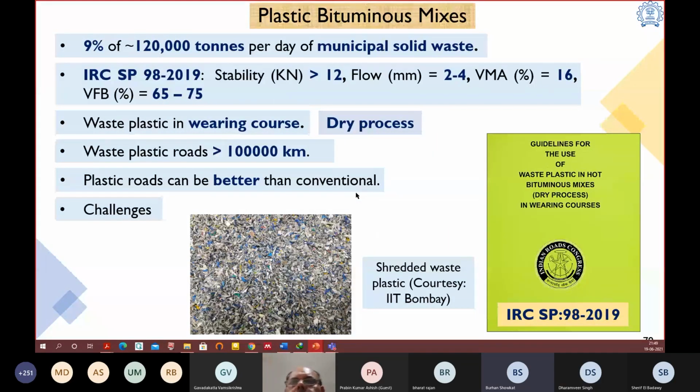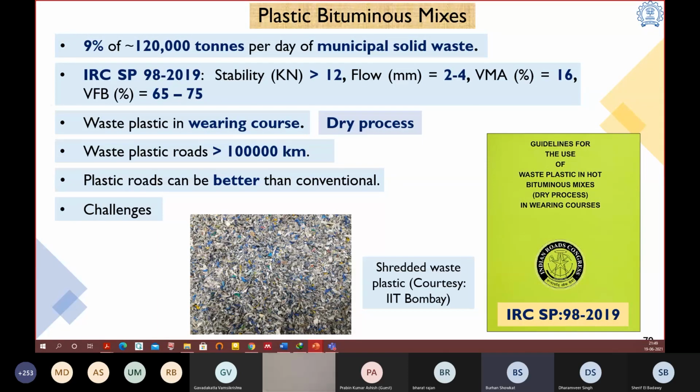So the next important thing that has been seen in the industry is that we are utilizing plastic bituminous mixes. According to scientific resources, about 9% of the 1,20,000 tons per day of municipal solid waste is plastic waste. Therefore, it is important for us to utilize it, because the safe disposal of waste plastic is a serious environmental problem, considering that it is non-biodegradable.